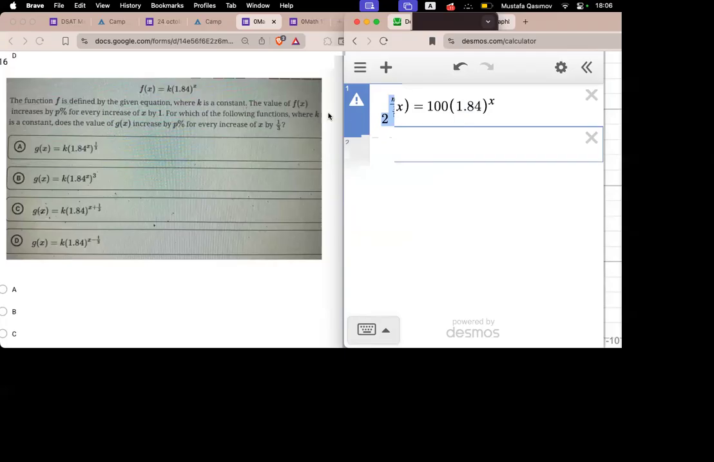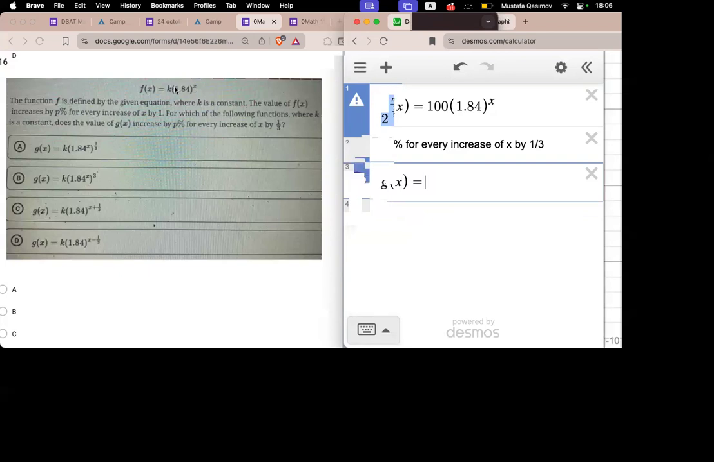Now it says which of the following increased by p% or 84% for every increase of x by 1/3. You must think it like that. Okay, let's do it like this. Let's write A here. G of x is equal to, let's say that k is equal to 100, so we have to write 100 instead of k. Looking at this percent change.